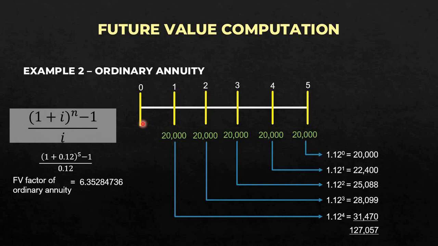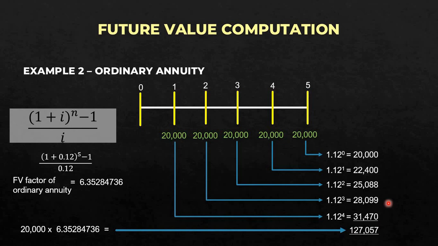So, paano natin gagamitin yan? So, i-multiply natin yan sa ating series of equal cash flow, which is 20,000 pesos. So, kaya 20,000 pesos, multiply natin yung factor of ordinary annuity. Ang sagot niyan, syempre, ay parehas lang dapat, which is also 127,057 pesos. So, kung masyadong madami yung compounding periods at masyadong madami yung cash flow, pwede natin gamitin itong formula na to para isang computation lang ang ating gagawin.